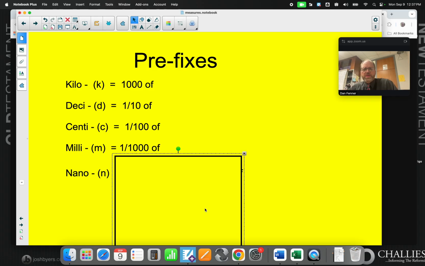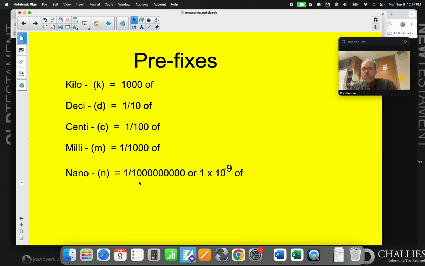When it gets really, really small, that's a billionth. 1 with 9 zeros. We'll talk about light. We'll talk about nanometers. And there are between 300 and 700 nanometers in visible light. We'll talk about emissions, wavelength of light, energy. So those are the prefixes that we actually need.